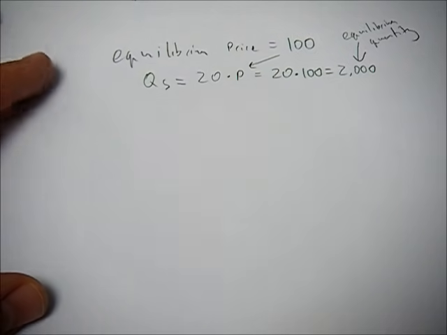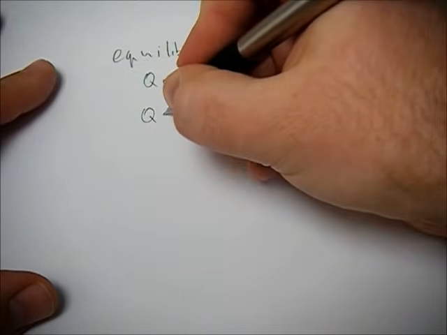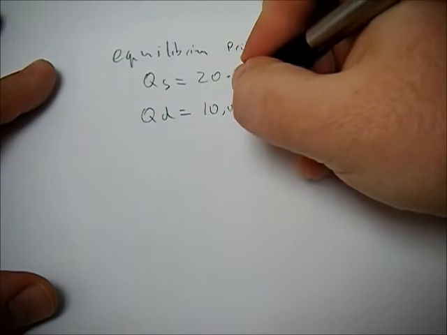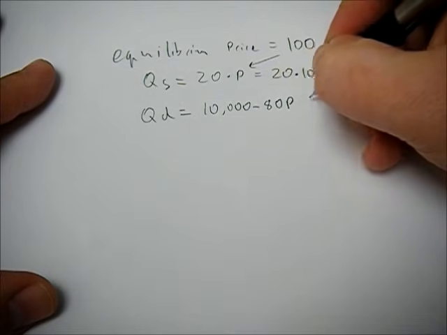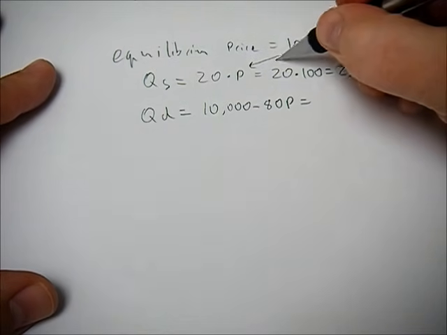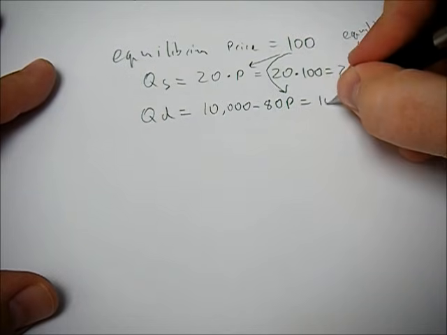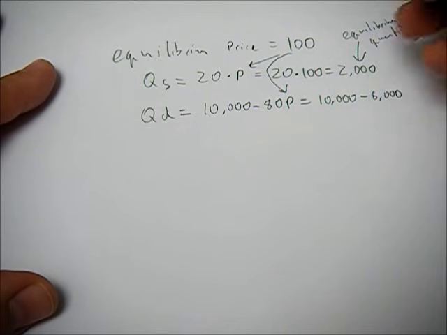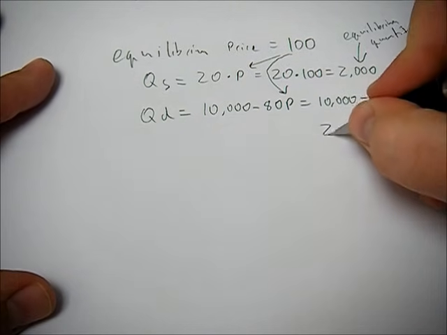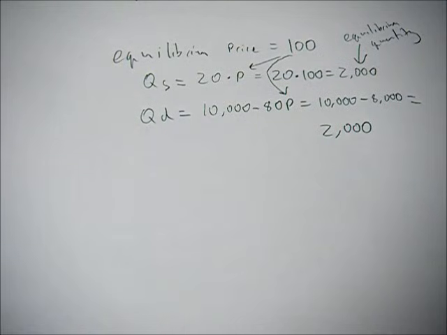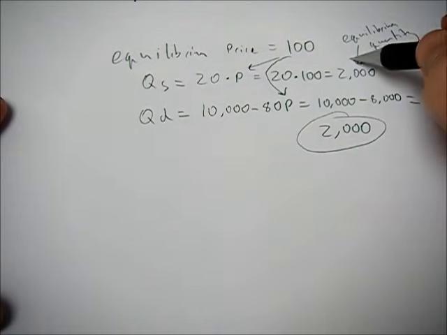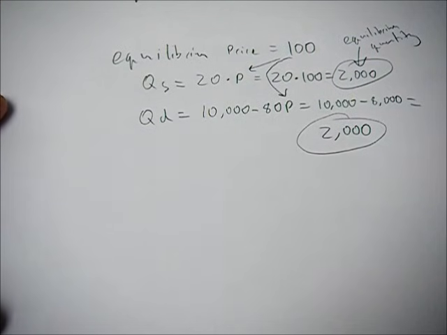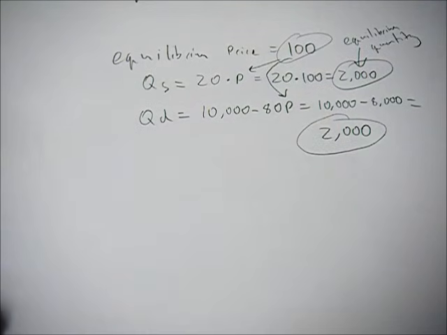But let's plug it into our demand function just to make sure. Our demand function was 10,000 minus 80p. If we plug in that 100 for the p, we get 10,000 minus 8,000. We got the 8,000 by multiplying 80 times p. And 10,000 minus 8,000 is again 2,000. So our quantity demanded equals our quantity supplied, which is good. It means we did it right. And so our equilibrium quantity is 2,000 and our equilibrium price is 100.